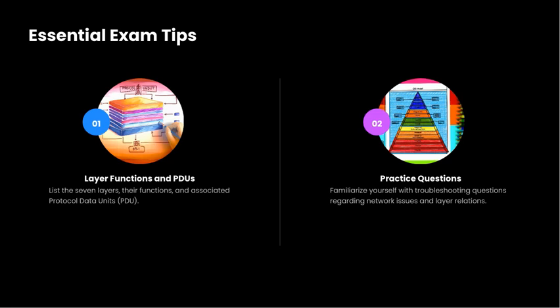Now, let's take a closer look at the 7 layers of the OSI model, their functions, and the protocol data units, or PDUs, associated with each one. Understanding these layers is crucial because each layer has a specific role in data communication, and knowing the PDUs helps us identify what kind of data is being transferred at each stage. For example, the physical layer deals with bits and hardware, while the application layer handles user data and applications.